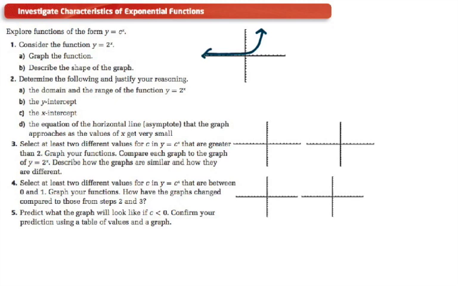The domain and range, well, the domain of all exponential functions is any real number. And the range of all exponential functions is y is greater than 0. It's not greater than or equal to 0 because that graph goes just to the x-axis, never actually touches it. The y-intercept is always at 1. The x-intercept does not exist, because the function is y greater than 0, it never actually touches the x-axis.